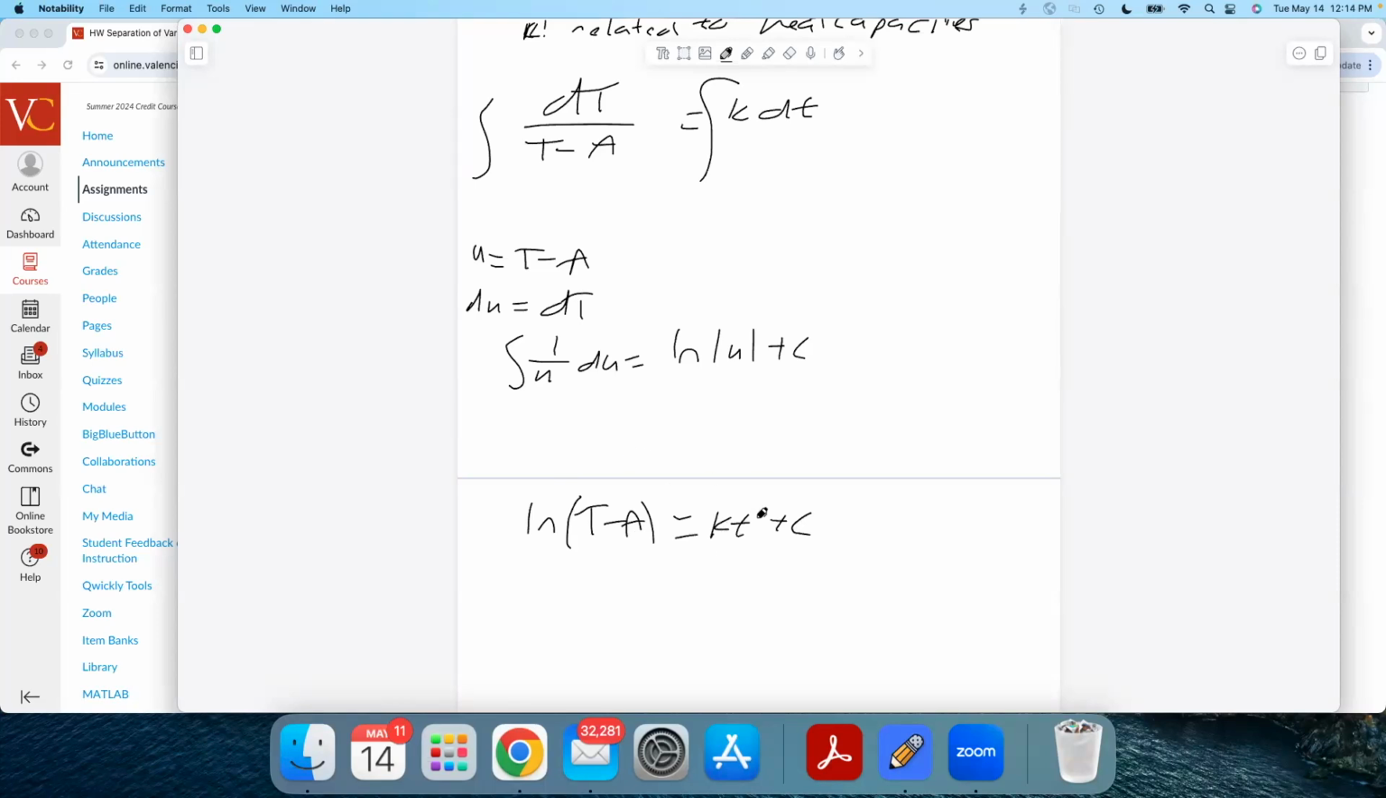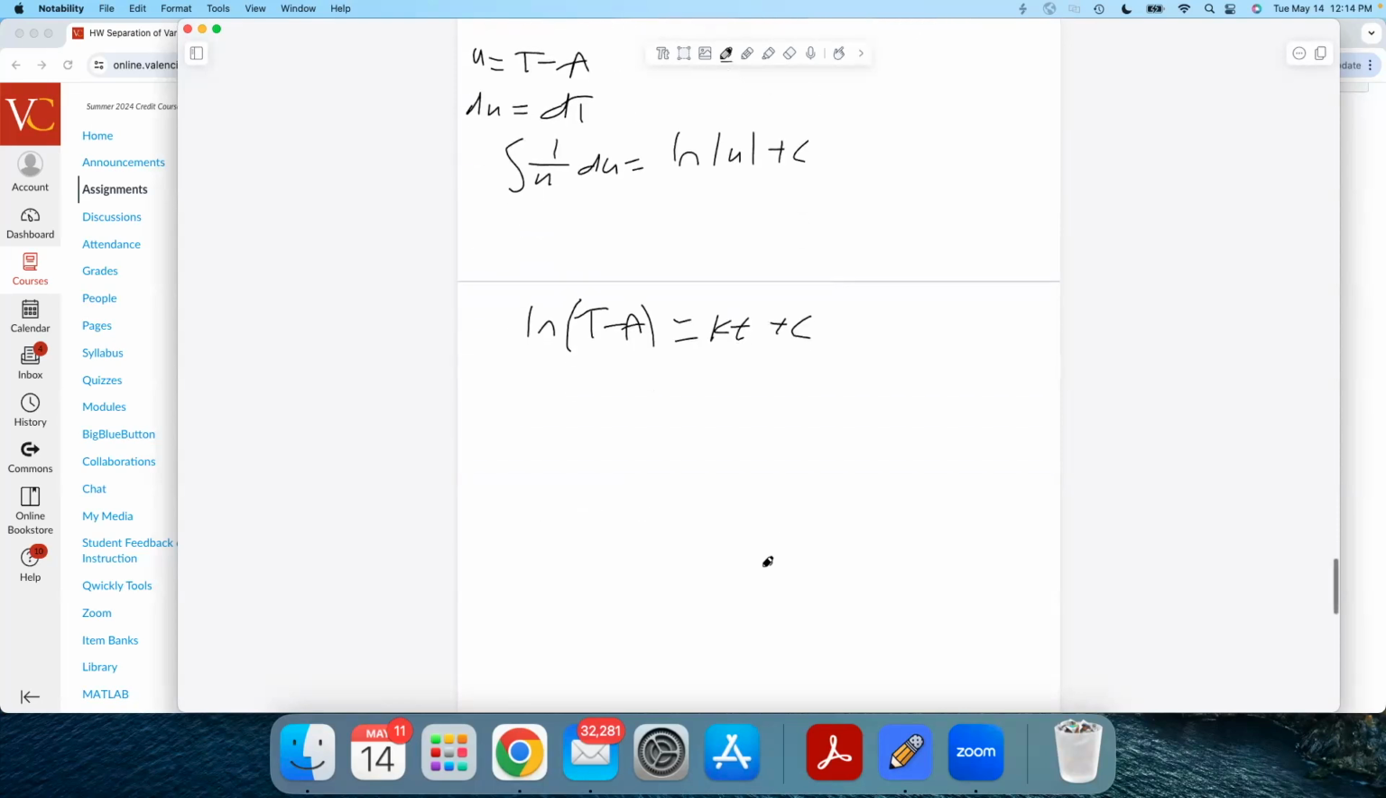This is an implicit solution. If a question says leave your answer in implicit form, you're done. That's it. I'm going to go explicit though. So I'm going to make both sides powers of e. e raised to the natural log of anything is that thing. Over here, I'm going to write this as e to the kt times e to the C.